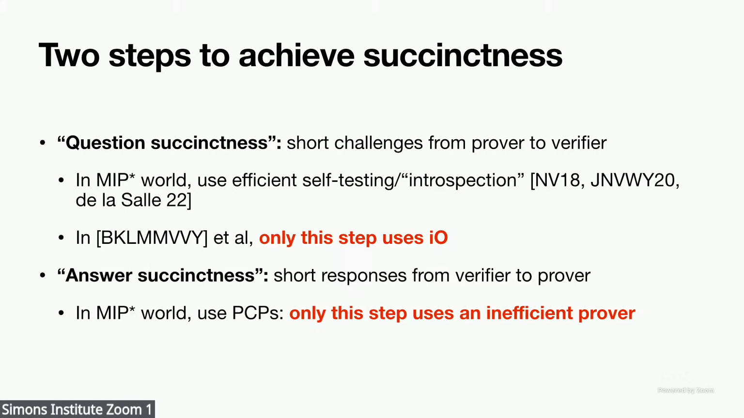So in the MIP star world, the only way we know of doing this is using a classical PCP to prove that the answers you would have sent were actually correct, which kind of requires reducing whatever problem you're studying to a classical problem. So if you're trying to do this for QMA, it will force you to reduce your QMA problem to an NX problem or something, and then compute an exponentially large PCP for that. And so this is the step that requires the inefficient prover.